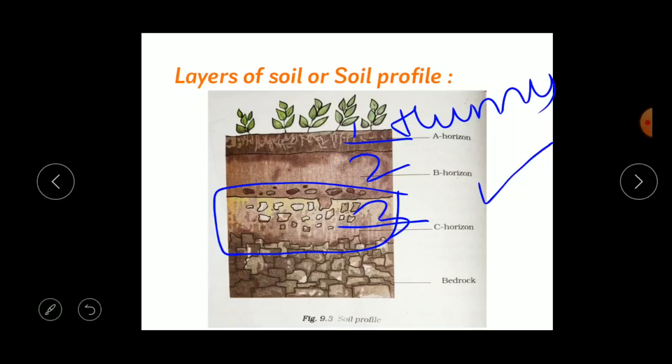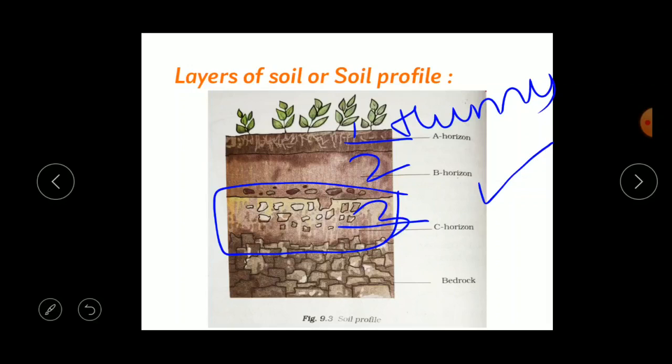This C horizon is the third layer, and it is made up of small lumps, nothing but a group or set of small rocks with cracks. So this is about the C horizon.